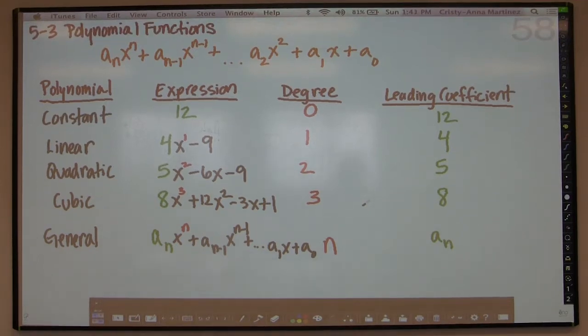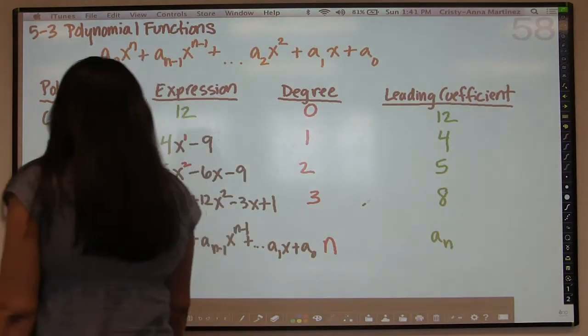Hello there, this is an Algebra 2 lesson. It is Chapter 5, Section 3, and today we are talking about polynomial functions. And the first thing we want to go over is what the general form of a polynomial function is.